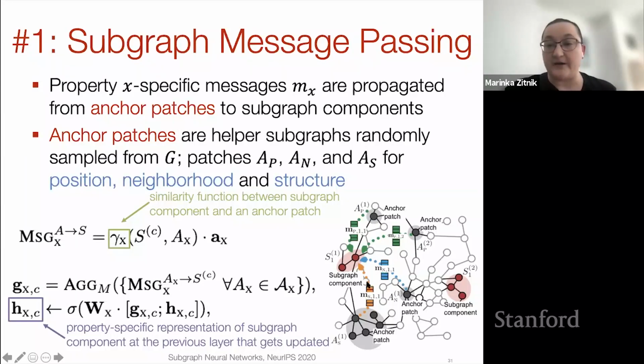So this is visually shown here in the right part of the slide, where the subgraph that is part of the data that we want to embed is S sub 1. This subgraph actually has two disconnected components. One is here on the left part, and the other at the right extreme of the graph. In the message passing phase, those helper patches, anchor patches, which are in gray, send their messages to the subgraph component. The set of messages received at the subgraph component are aggregated, and then the aggregated message is combined with its previous embedding to get a property-specific representation of the subgraph component. So H sub XC is an embedding for subgraph component C, just for this one component of the subgraph S sub 1, that captures the aspect X, which can be position, neighborhood, or structure.